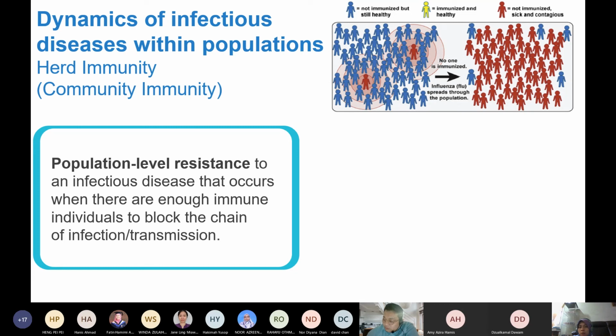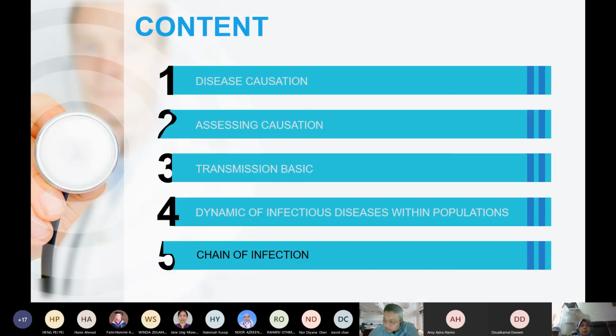vaccinated individual. So the infection can't reach far. By the time it reaches the red or blue one, they are already healthy, maybe already developed immunity at that time. Okay. So let's take care of this together. We fight together. So that's about the dynamic of infectious disease within a population. All the terminology just now explains what is going on in the population.